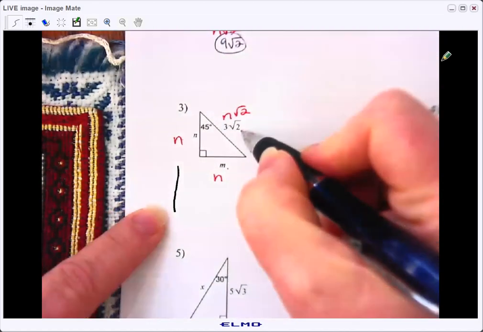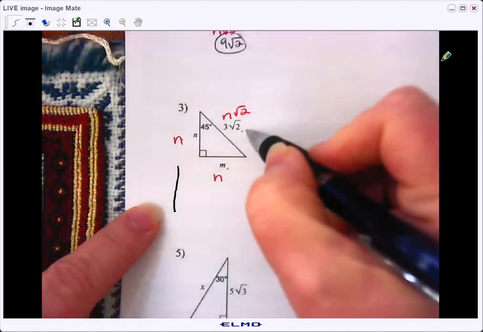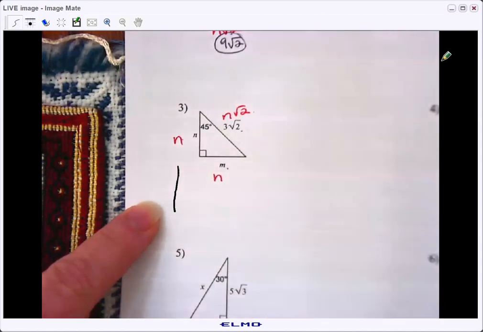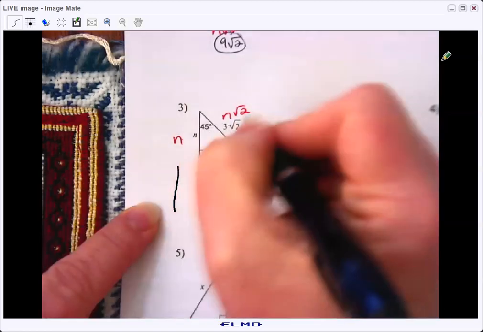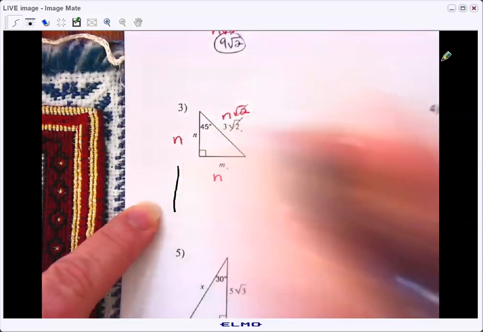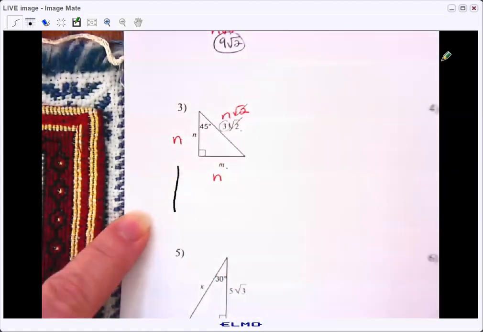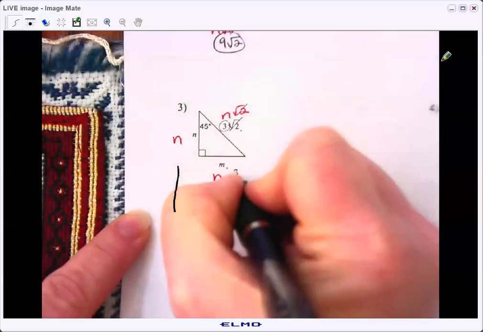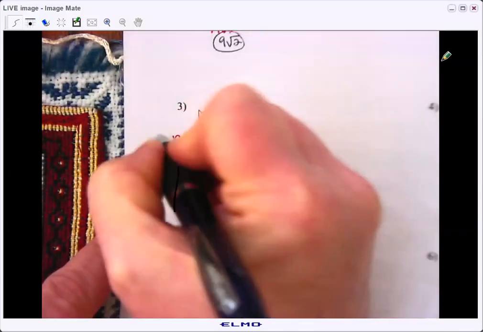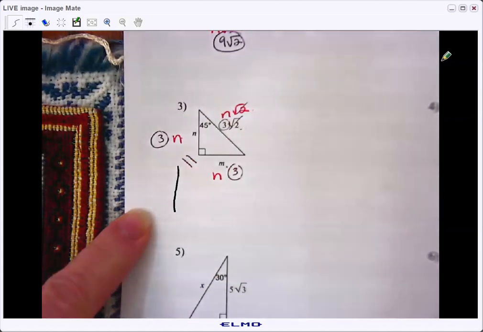If this is n root 2 and this is 3 root 2, do I know what n is? Yes. Okay, how? Because you write n root 2 over 3 root 2, so 3 is in the space of n. Perfect. I can do something like that because they're the same. And so I know that n is 3. So I know that this is 3. And because I know that these are equal, that side is 3. Done.